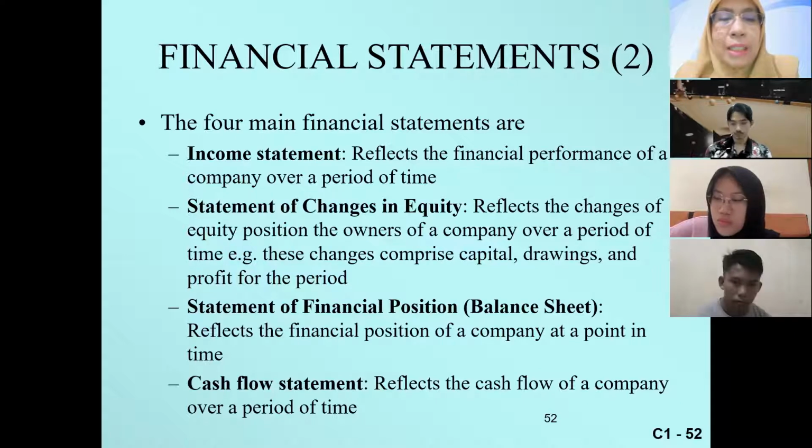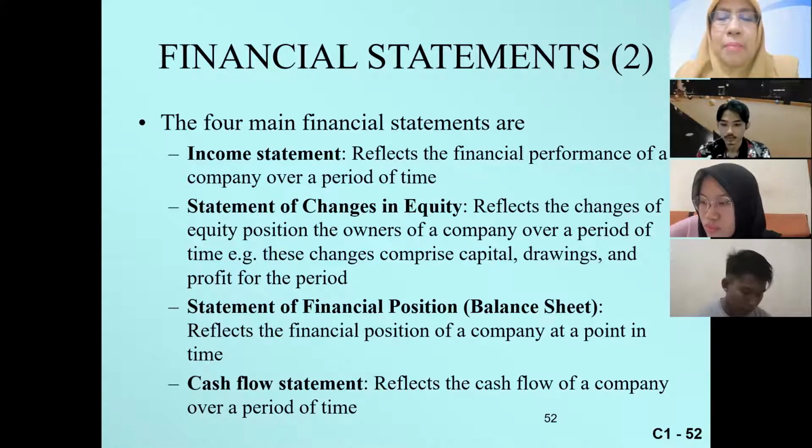And then the third one, statement of financial position, also called balance sheet, is the information that provides the position of the company's financial. The company's assets, liabilities, and owner's equity can be seen in balance sheet or statement of financial position.